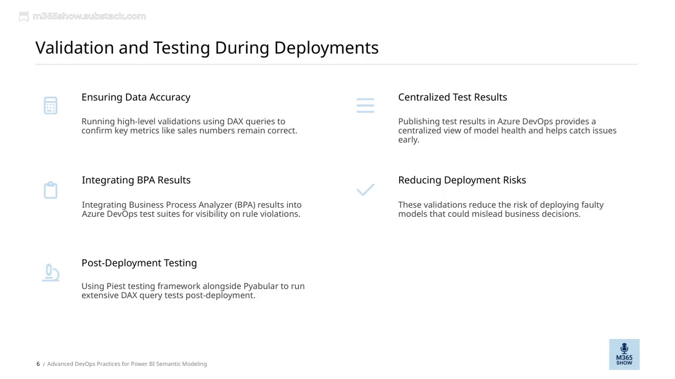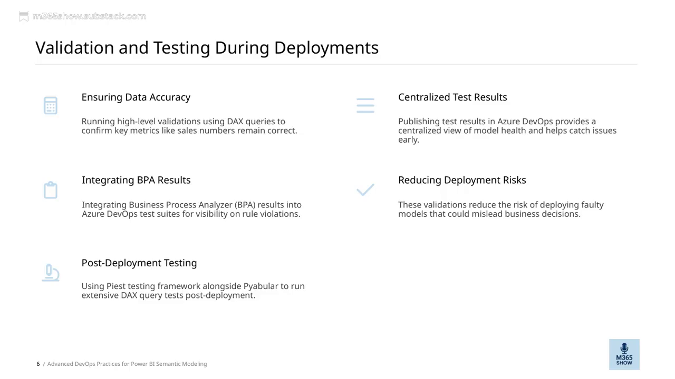We also use the PyTest testing framework alongside Pyabular to run extensive DAX query tests after deployment. This post-deployment testing is vital because it verifies that our queries and calculations are still correct once the model is live. Another important aspect is integrating Business Process Analyzer, or BPA, results into Azure DevOps test suites.